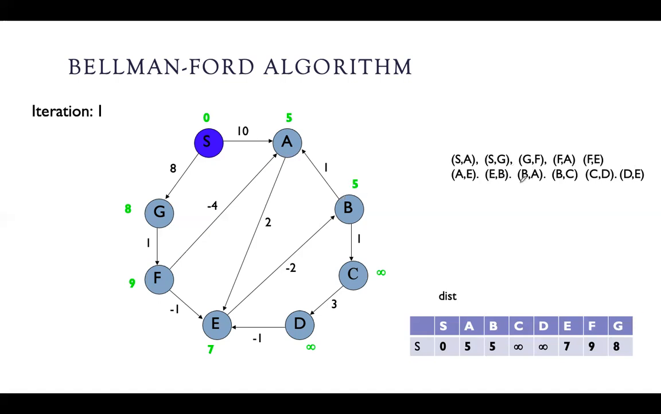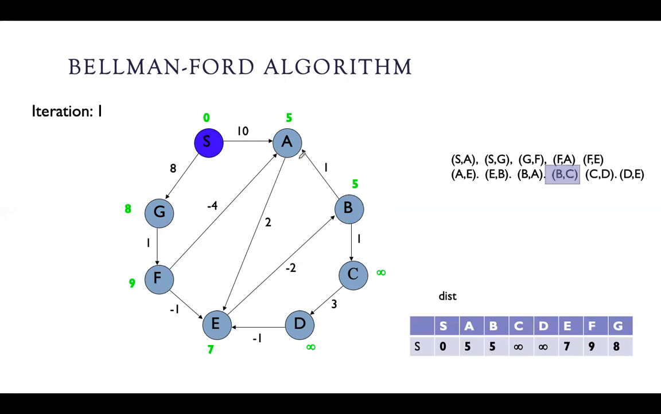Next, B to A. Already distance of A is 5. So 5 plus 1, 6. 6 is greater than 5. So don't change the distance of A. Here change will not happen.